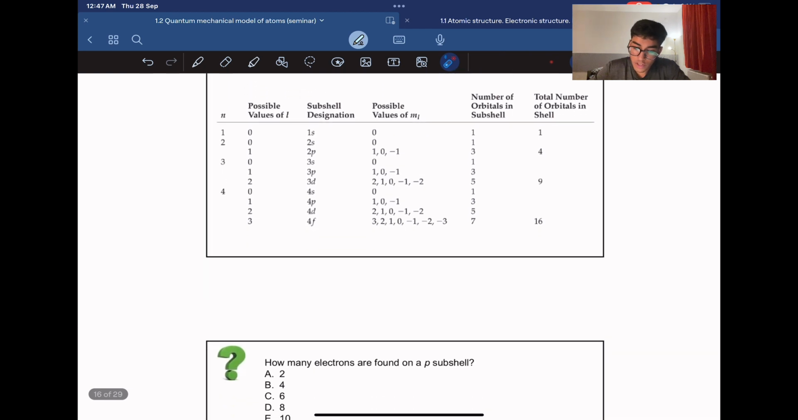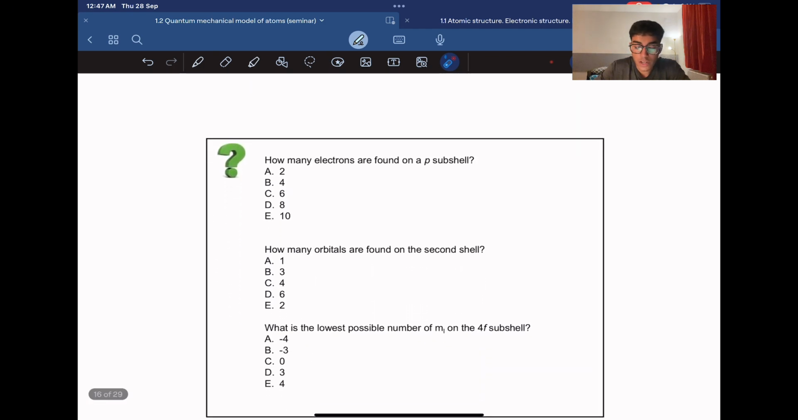Quantum numbers and subshells. Over here you can see the value of n is 2. So possible values of L are 0 and 1. And that's how we get all of these. You can just look at this table. This table is really nice.